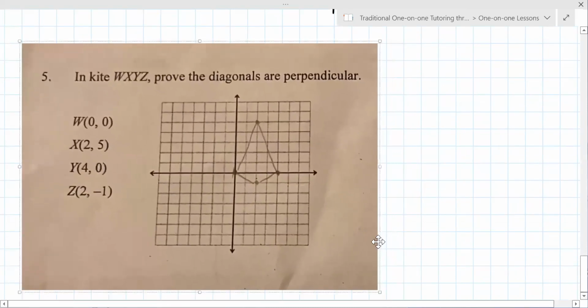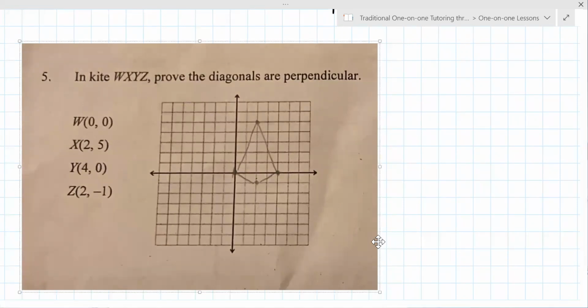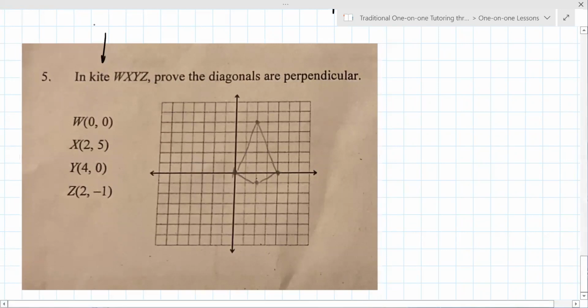Okay, in kite WXYZ, prove the diagonals are perpendicular. So this, again, is kind of written oddly. Are you supposed to assume it's a kite? Yeah, I think it's like, do it, and if it's not a kite, then you're wrong.